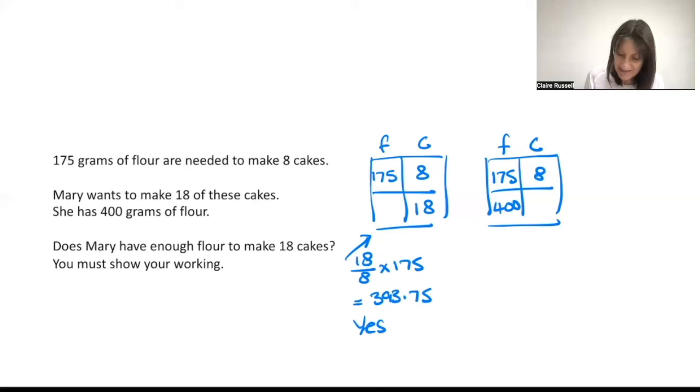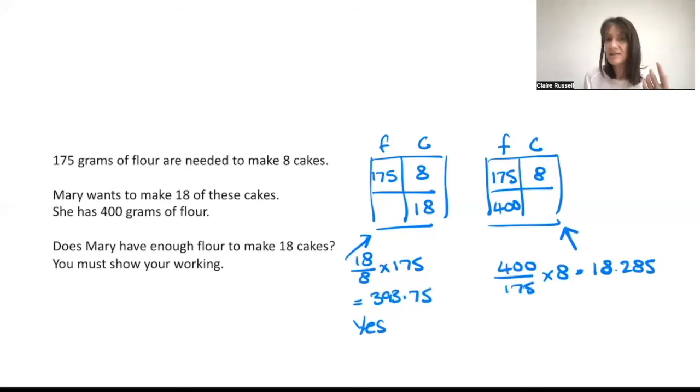If I had done the maths this way, okay, I would have ended up with 400 divided by 175 times 8, which would have given me 18.285. But I can still interpret that as yes, because she can make 18 plus a little bit. So yes, she can make her 18 cakes. So it doesn't matter which way around you do it. You will naturally do it the way that you see it. And that is just an example of the two alternative ways. But the final answer is yes, she has enough.